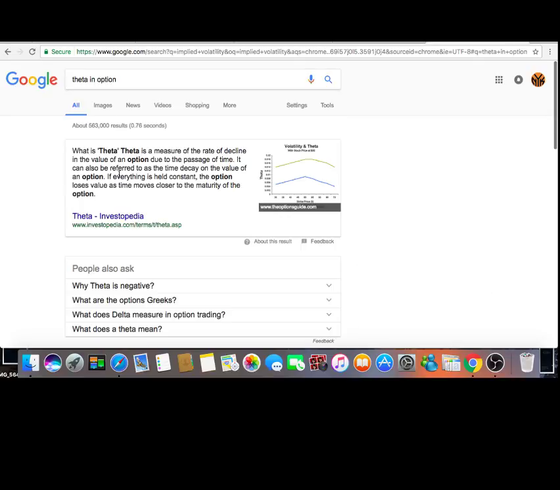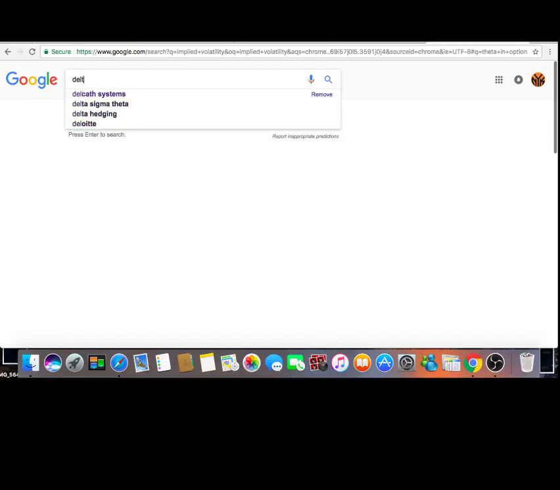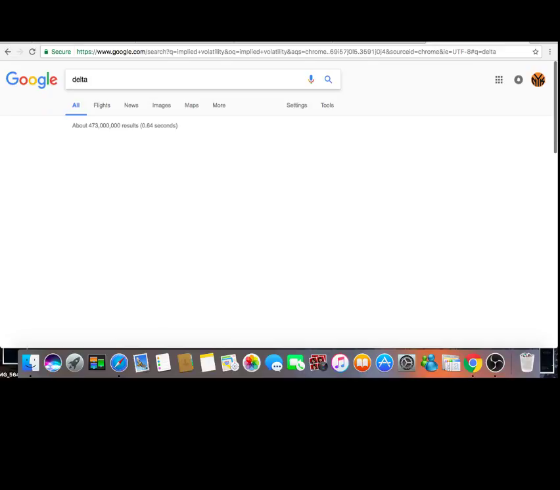Theta is a measure of the rate of decline in the value of an option due to the passage of time. So for the given option I was talking about, the Tesla 350, the Theta is negative $3.65 per day. It can also be referred to as time decay in the value of an option. If everything is held constant, the option loses value as time moves closer to the expiration date. So that's something to take into effect. You don't want to be holding an option forever, or usually even up to the last day.